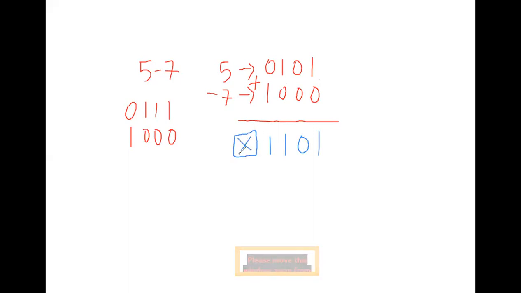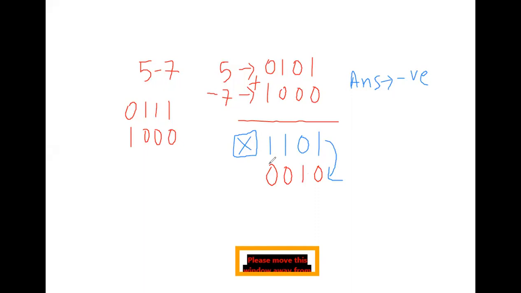If there is no carry, it means your answer will be negative. What will be your answer then? What you have to do is just convert the result into its ones complement. So the ones complement will be 0, 0, 1, 0. Now this is your result in binary.